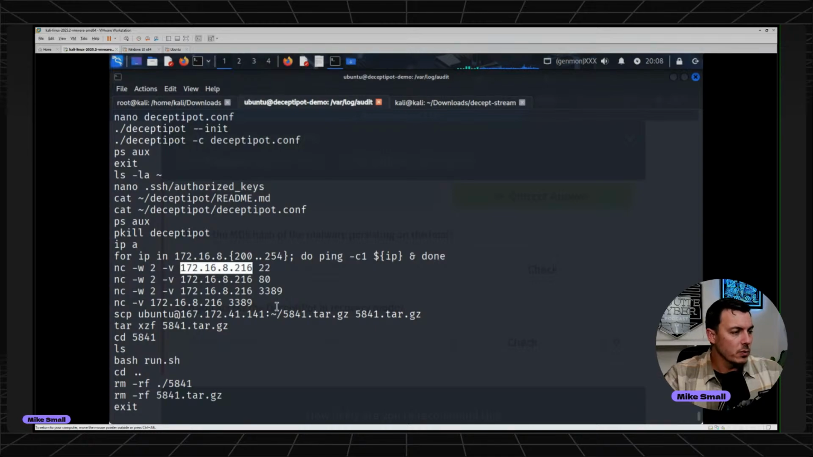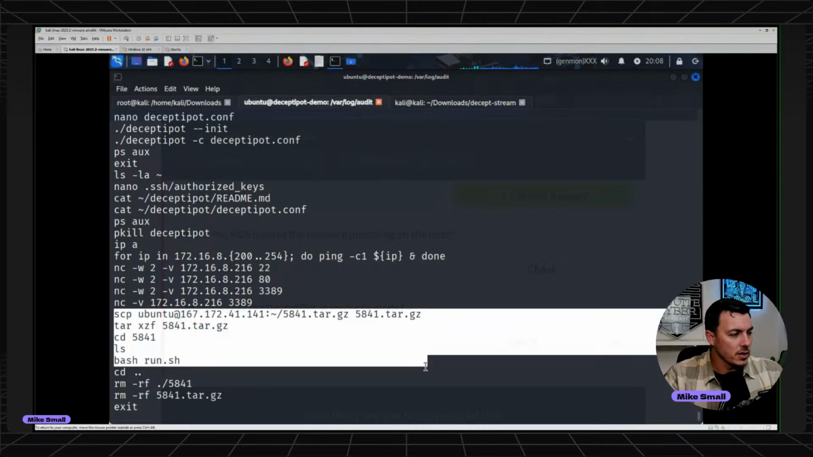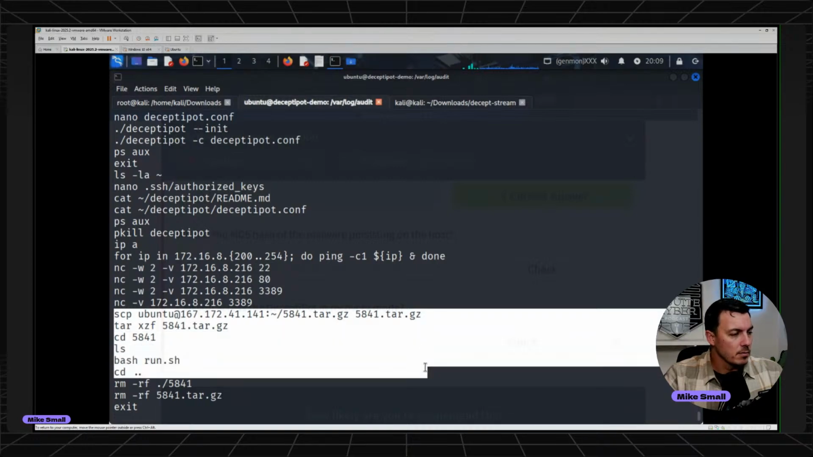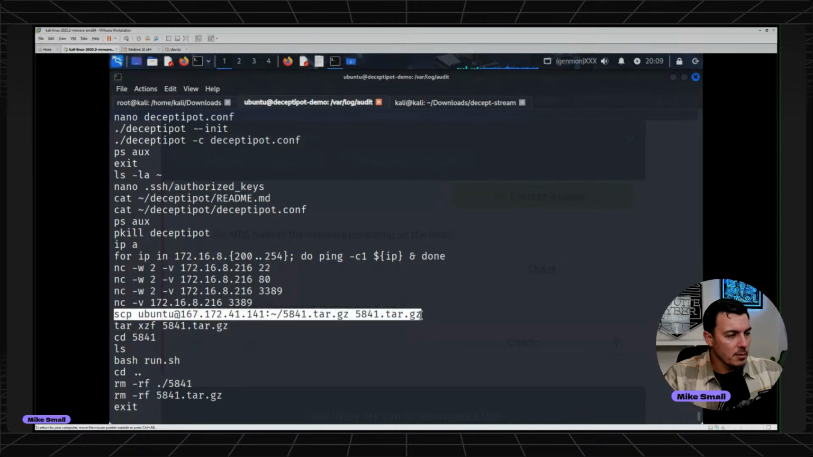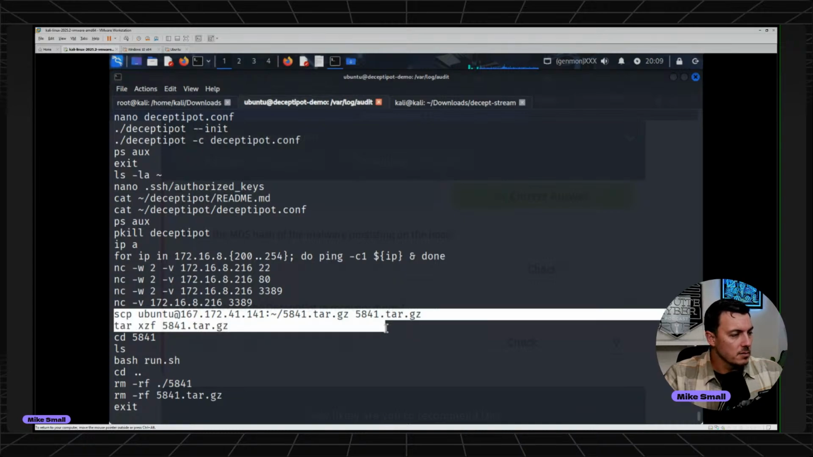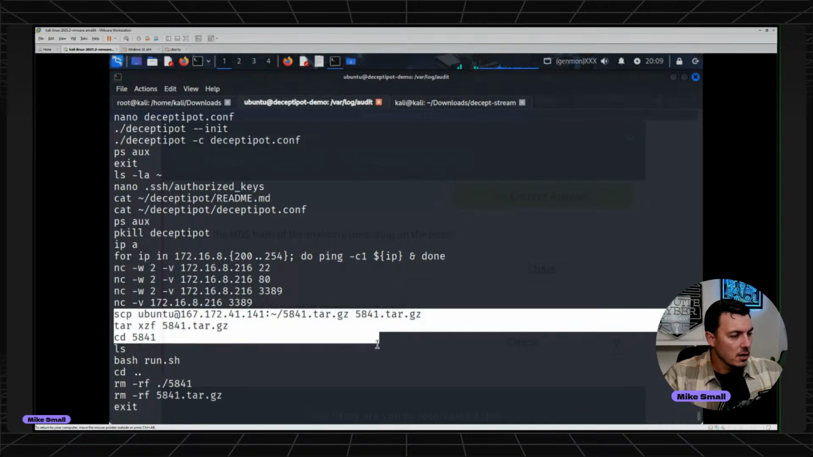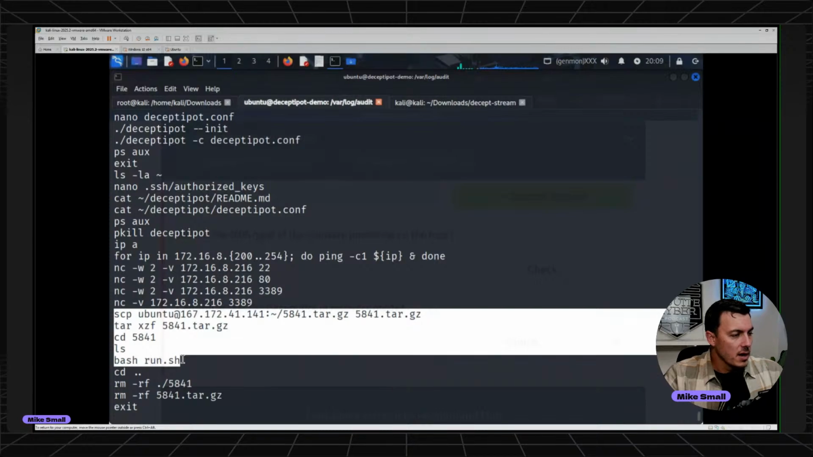All right, so we did all this. Let's focus here. So I believe this is where they started doing bad guy stuff. They look like they pull a file down, they unzipped it, they CD to it, they ls, and they ran it. But this doesn't really tell us exactly what happened. And then they removed everything in the directory.